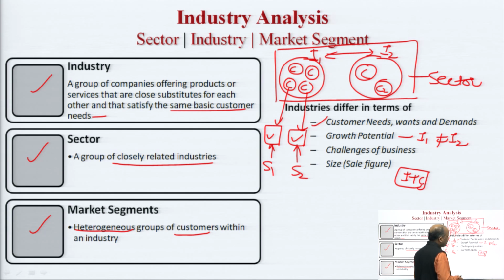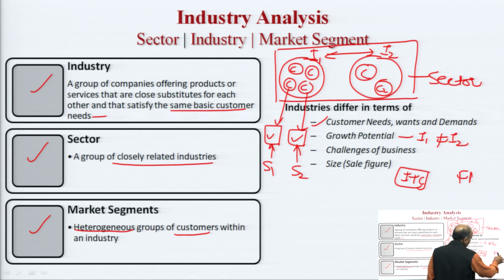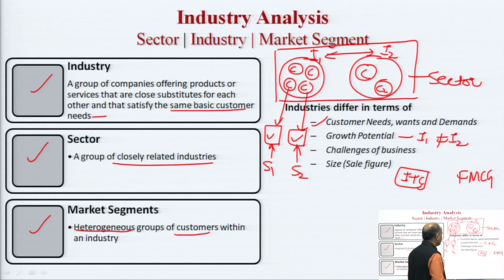So, companies working in the tobacco industry are facing some peculiar, unique kinds of challenges, and this set of challenges may not be similar to the challenges of, for example, the FMCG industry. So, different industries have different challenges. And lastly, the sales figure. Obviously, the demand in a particular industry may not be similar, and therefore we say that demand, sales figures, or the size of the industry differ from each other.